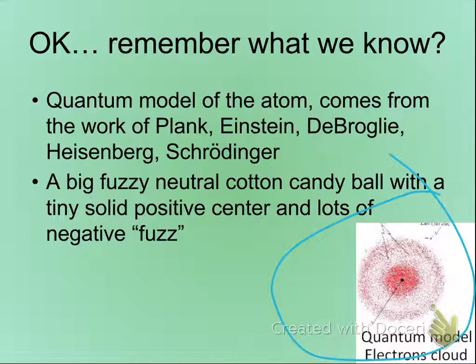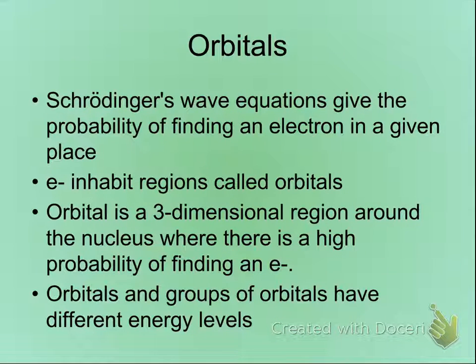So it's not one continuous glob of cotton candy. There are little sub-globs of cotton candy in that giant, fuzzy, sticky ball. So here's that word orbitals. And this comes out of Schrödinger's work.